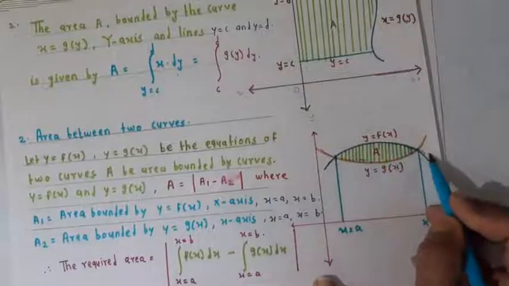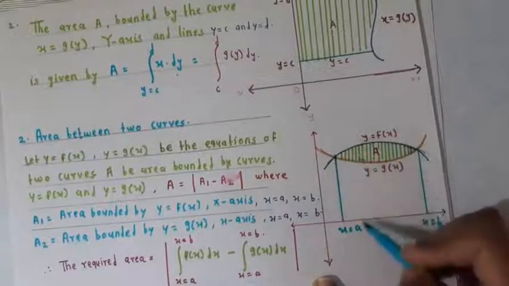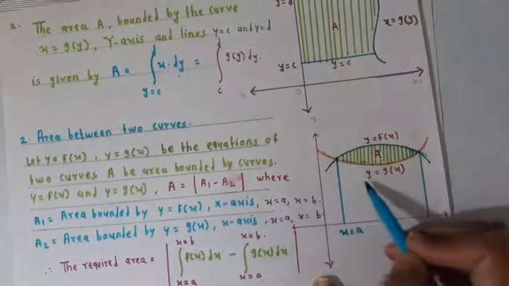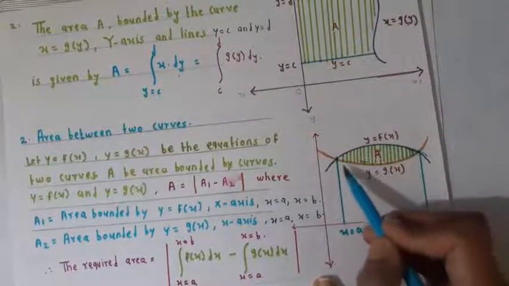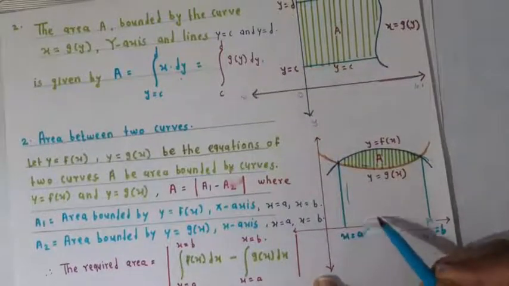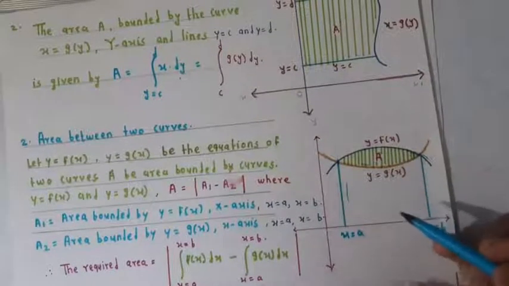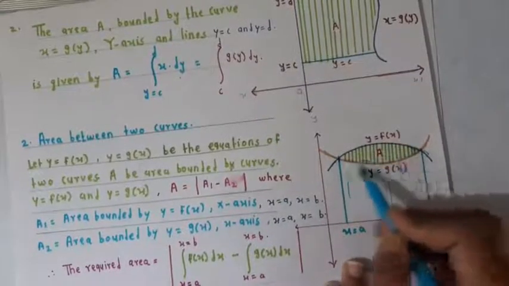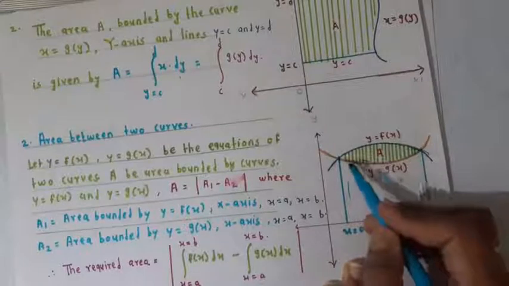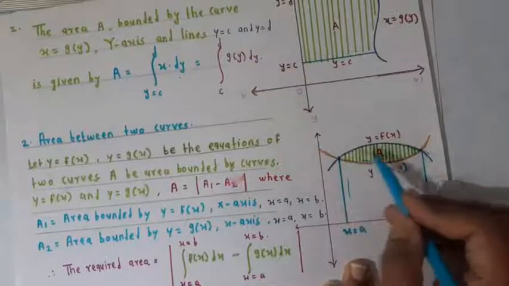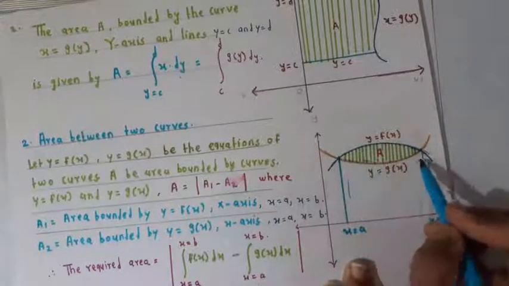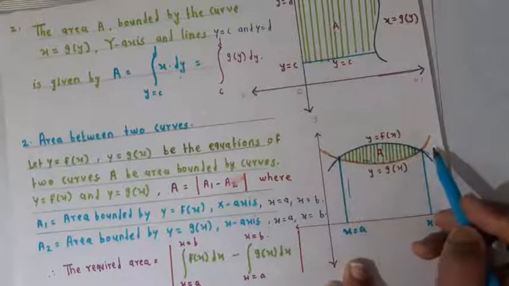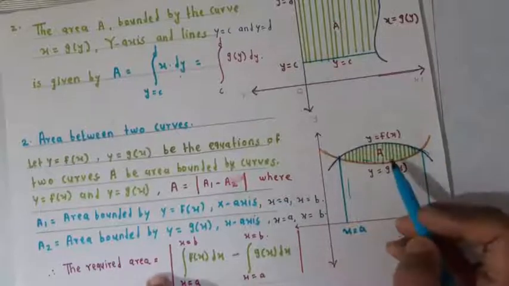The area bounded by the curve y equal to f of x is from here to here, and the area bounded by the curve y equal to g of x is also from here to here. The area between the two curves is given by this portion, that is upper curve minus lower curve, area bounded by the upper curve minus area bounded by the lower curve, and this is the shaded area A.